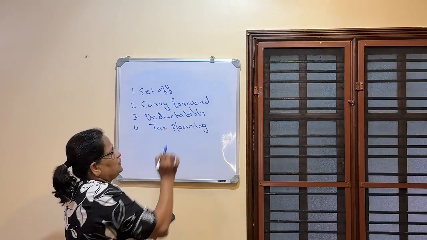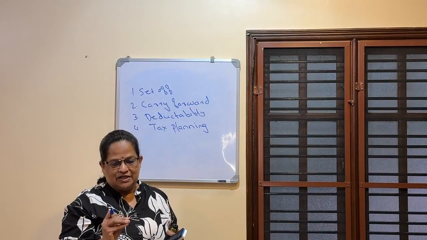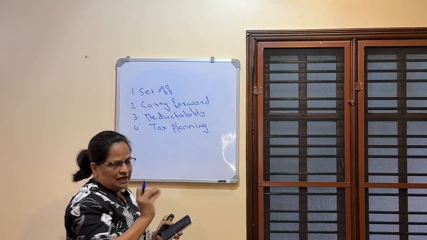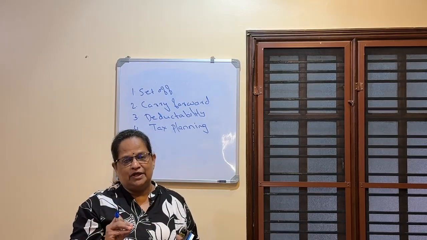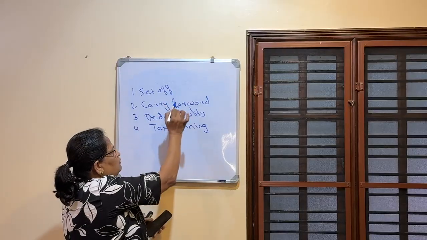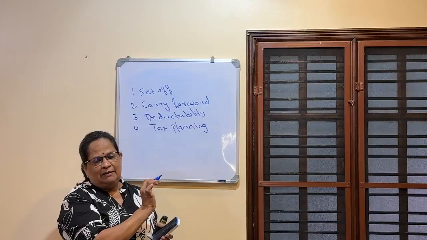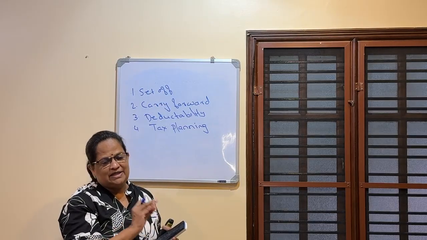One is set off. Capital loss we are setting off only against capital gain, whereas revenue loss against all heads of income except salary. Second is carry forward. You have to remember in both the cases, it can be carried forward for 8 years. But the distinction is that set off is allowed in the case of capital loss against capital gain, whereas revenue loss is adjusted against all heads of income except salary.